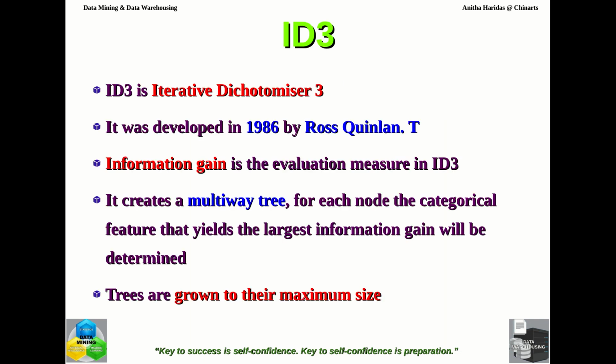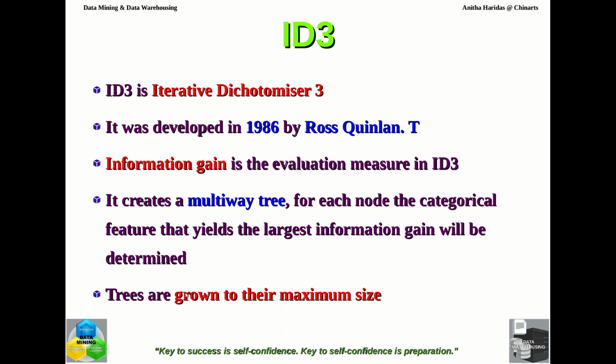The first one is ID3. ID3 is nothing but Iterative Dichotomizer version 3, and it was developed in 1986 by Ross Quinlan. Information gain is the evaluation measure used in ID3. The ID3 decision tree algorithm can construct a multi-way tree. That is, for each node, the categorical attribute that yields the largest information gain will be determined. So that means it can handle categorical attributes and it can construct a multi-way tree also.